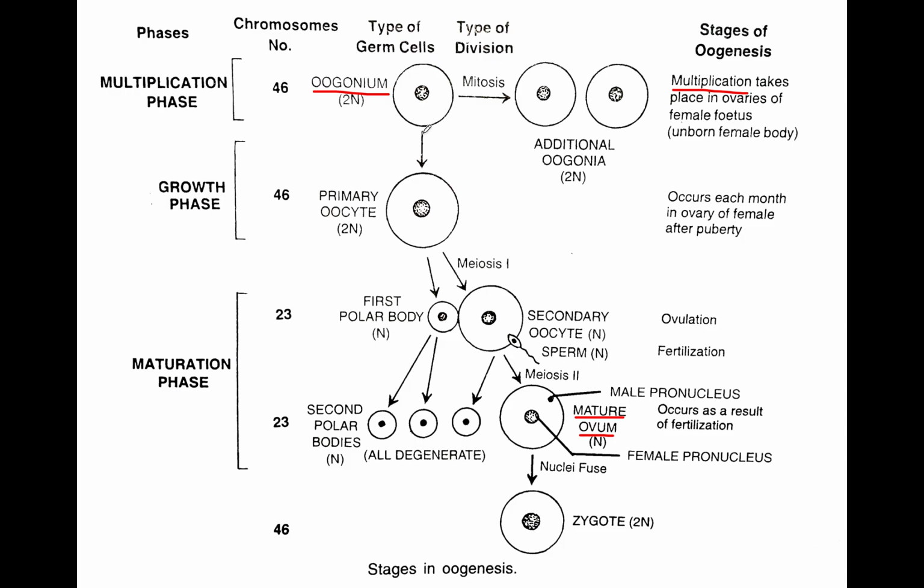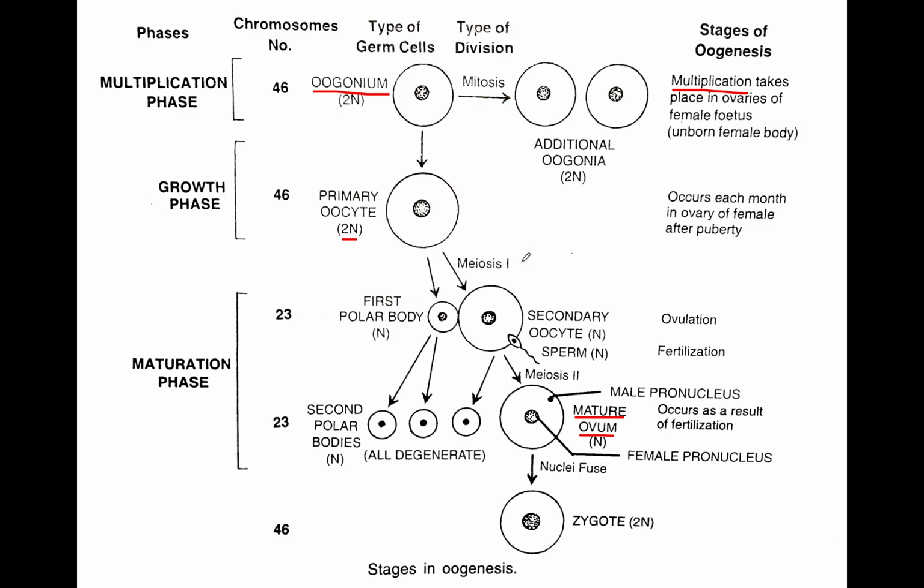Once the female reaches puberty, one of those oogonium will undergo meiosis. In fact, many of them may begin this process, but only one will actually reach the final stage. So each month after puberty, the oogonium undergo this growth phase to produce the primary oocyte. Now the primary oocyte is still diploid. That diploid primary oocyte undergoes meiosis 1.